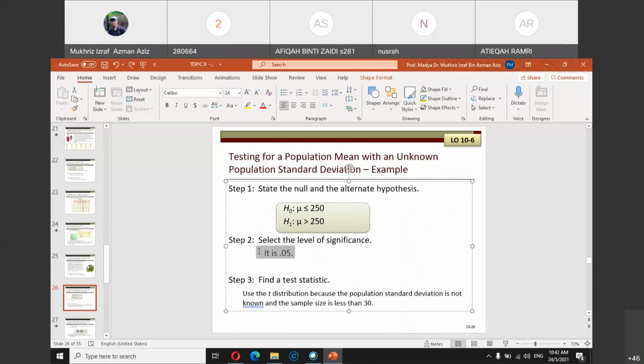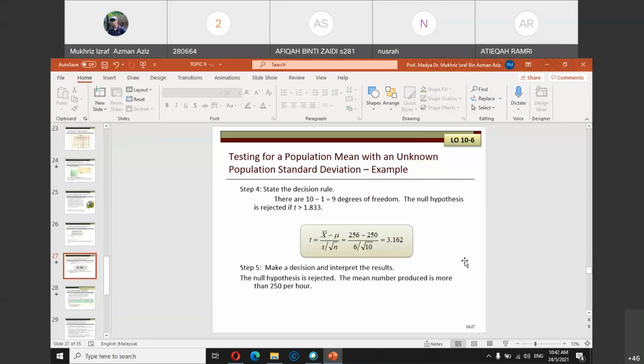Step number 2, what is your alpha given, which is 5%. Step number 3, you're going to use T. You just delete this part and mention use T because population sigma is not known. About the sample size less than 30, yes, it's true, but we do not want to touch on that. As long as the sigma is not given, you are going to use T. So in your slide, you can just remove that part, and just mention we are going to use T because population sigma is not known.